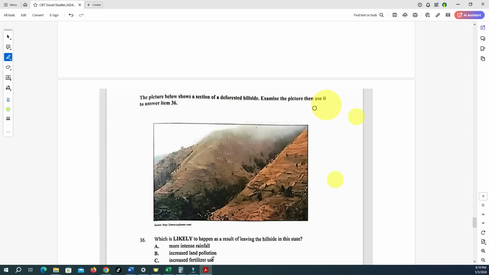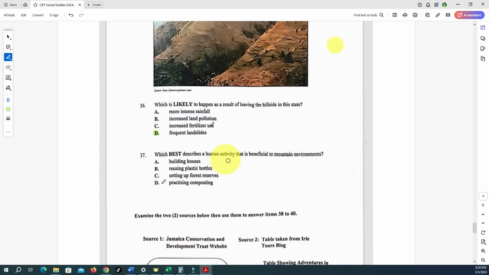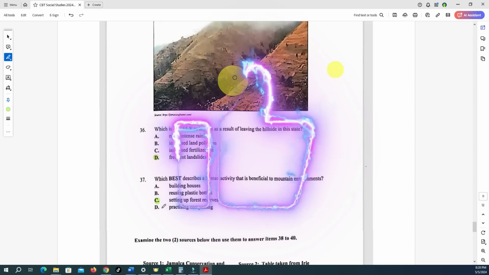Examine the picture, then use it to answer 36, which is likely to happen as a result of leaving the hillside so bare. Wow, if it rains, it's gonna get soft. It's gonna be frequent landslides for sure. Which best describes a human activity that is beneficial to mountain environments? I'll say setting up forest reserves so they don't do this.